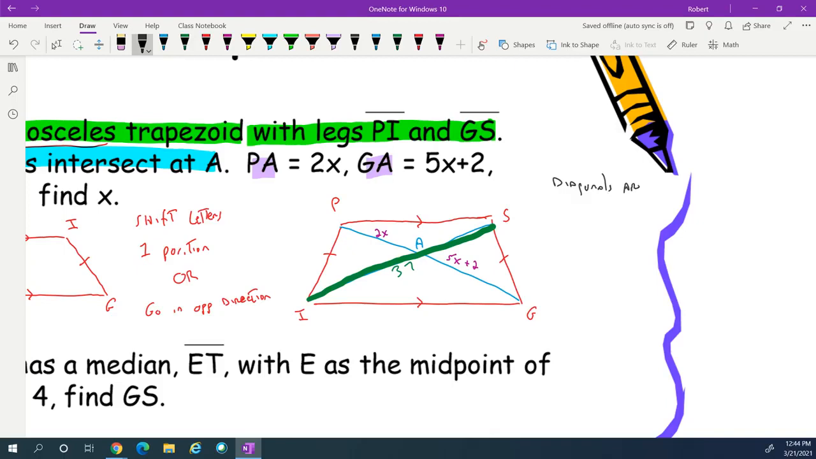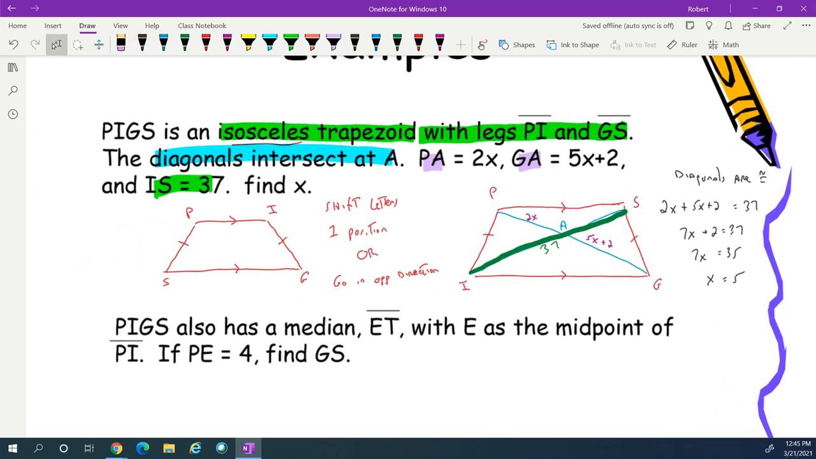Diagonals are congruent in an isosceles trapezoid. So that means the 2x plus the 5x plus 2, that makes up one diagonal, is equal to the other diagonal. And that's going to be the entire problem. That's everything that I need to know and everything I need to do. So 7x equals 35 and x equals 5. So we found x. So one, we have to get the picture correct. We have to be a little bit more careful than in the past between parallel bases and congruent legs. And for this question, we had to remember the diagonals are congruent.